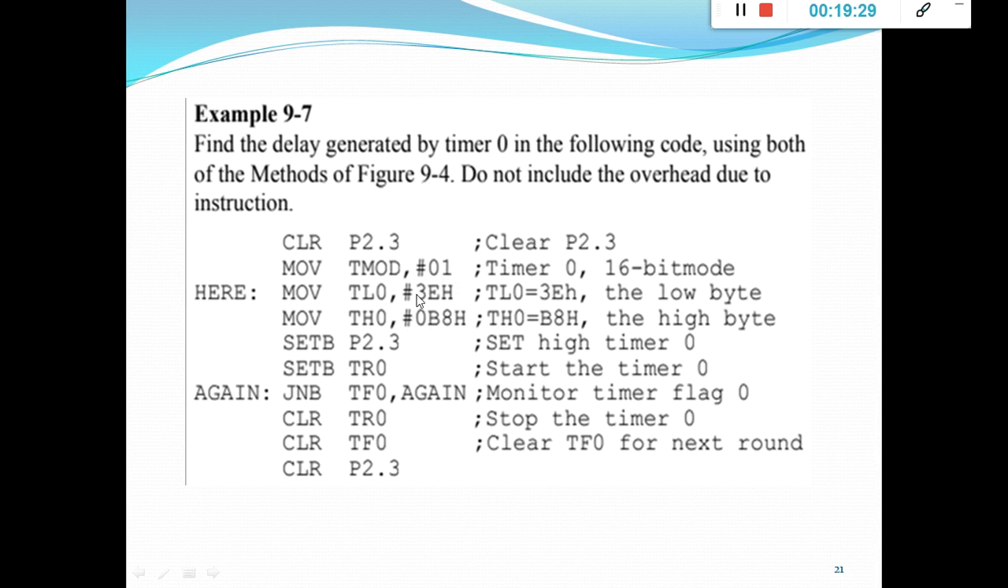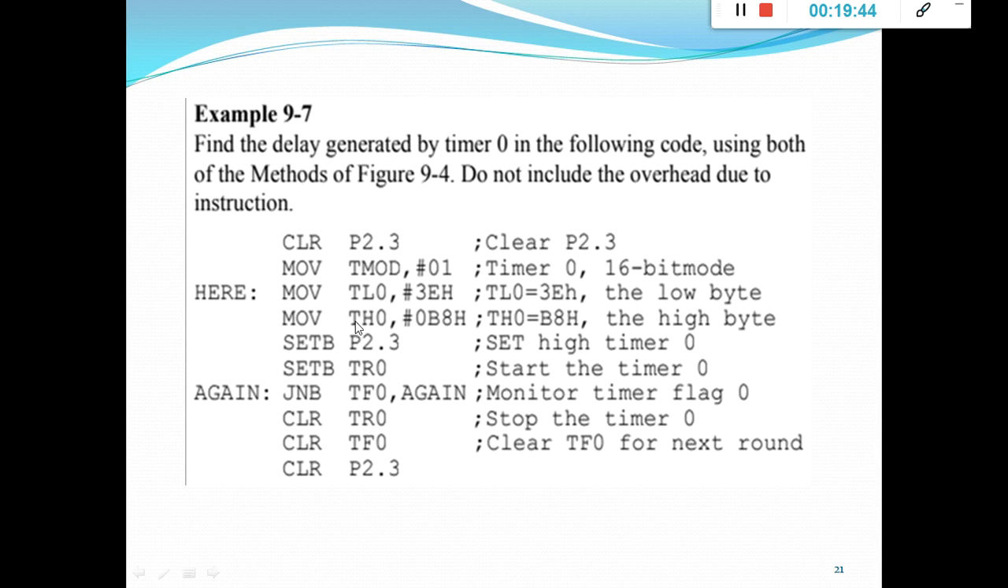Here the initial count is given, that is B83E. Using that initial count, you apply it in the formula in hex and decimal, and you are going to get the time delay for timer 0. Okay. And a program is given.